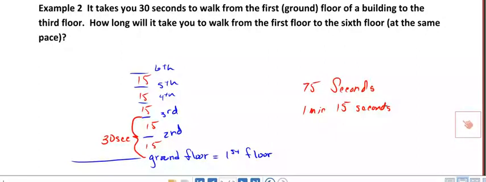If your answer was wrong, then you probably didn't take into account that the first floor was on the ground floor, and to get from the first to the third, you only had to walk up 2 floors, or 2 flights of stairs, instead of 3. All right, let's go on.